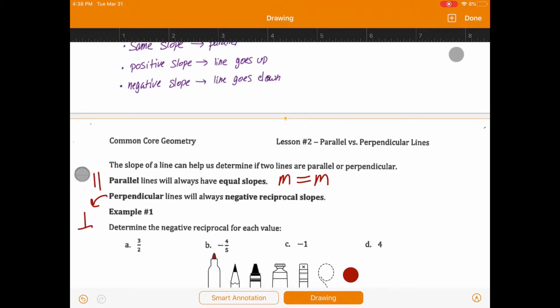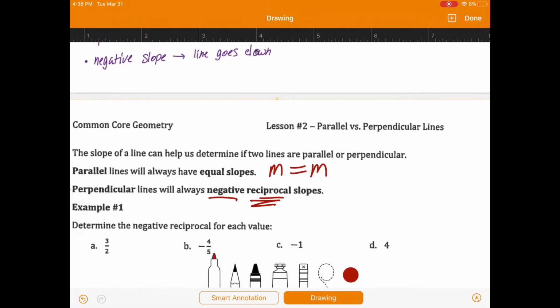That means that they cross at 90-degree angles. They're always going to have negative reciprocal slopes. Now, negative reciprocal. Negative means that you're going to multiply your number times -1. So if it's positive, it's going to become negative, and if it's negative, it'll become positive. And then reciprocal basically means you're going to flip it upside down. So the numerator becomes the denominator, and the denominator becomes the numerator.